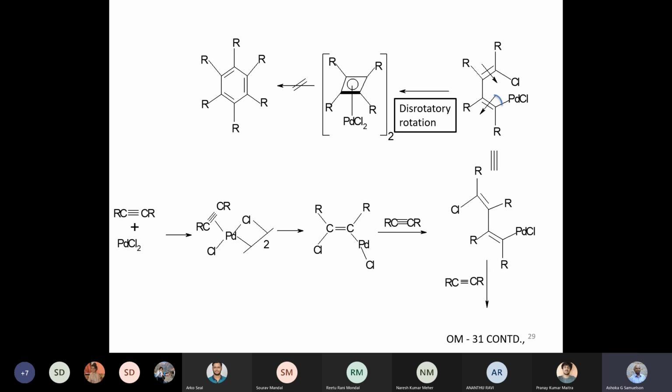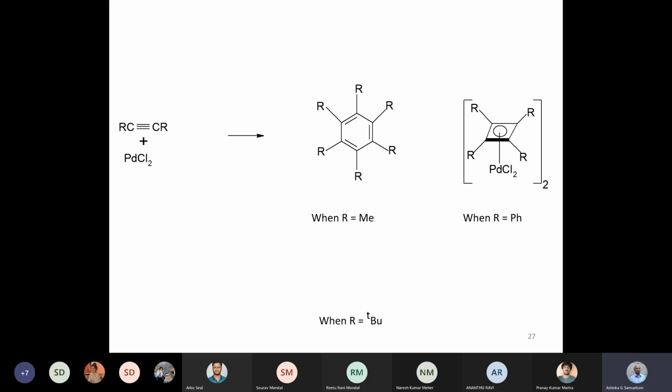Okay, one of the first things that needs to be mentioned is that depending on the R group present on the alkyne, I can have trimerization of the alkyne to form a benzene type of molecule. If I have a medium sized R group, then I form a butadiene.